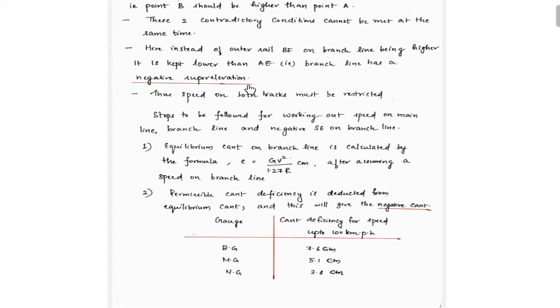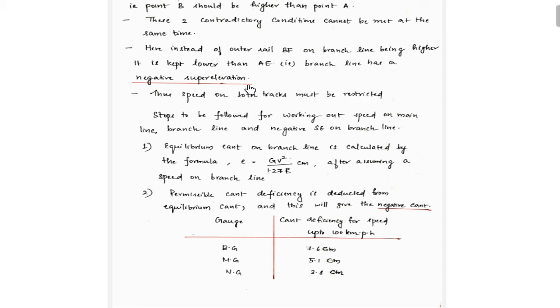Actual superelevation is what? We are raising the outer rail over the inner rail, and what we do over here is, when two contradictory conditions come, we are lowering the outer rail compared to the inner rail. So this term is known as negative superelevation. Okay?